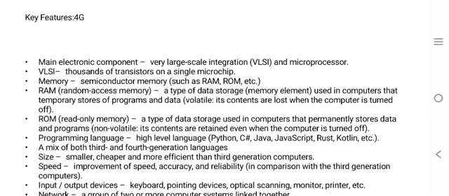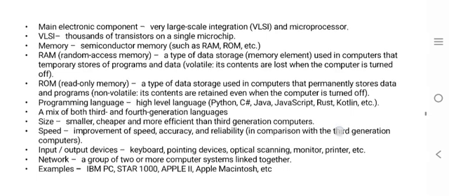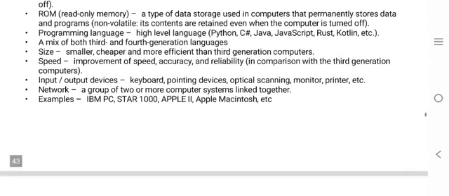The main component is VLSI, very large scale integration, and the microprocessor chip was introduced here. Then memory: semiconductor memory is used here, like RAM and ROM. Then programming language: high level programming languages are used in the fourth generation computer, and a mix of both third and fourth generation languages is used.